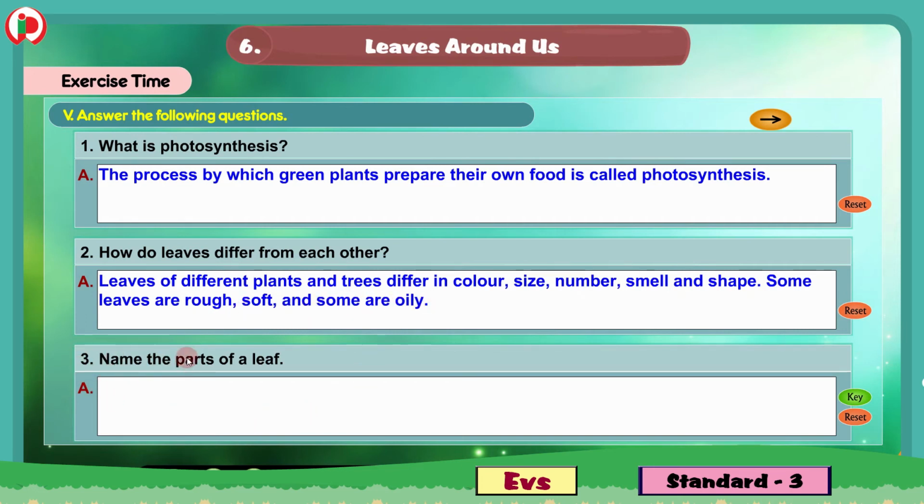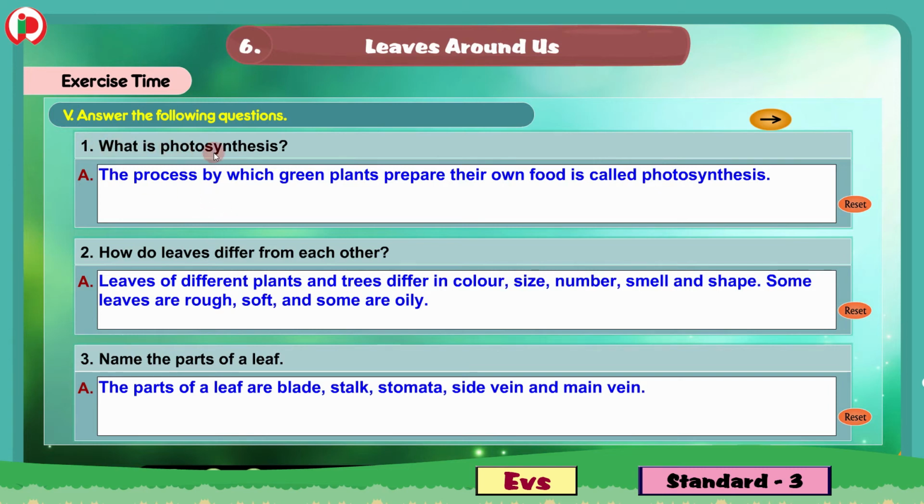3. Name the parts of a leaf. The answer for this question is the parts of a leaf are blade, stalk, stomata, side vein and main vein. So children, these are the answers for the given questions here.